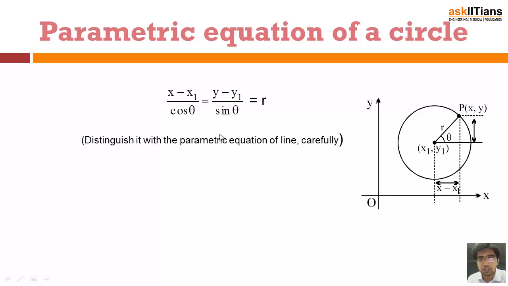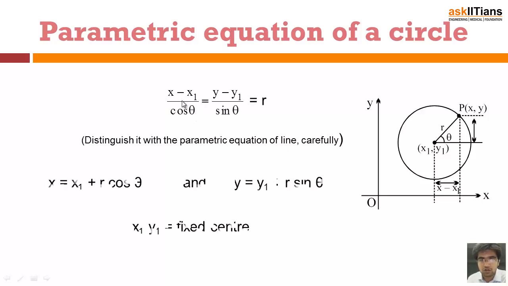You have to distinguish it carefully from the equation of a line. Now when you try to find the values of x and y, you will get x is equal to x1 plus r cos theta and y is equal to y1 plus r sin theta, where x1, y1 is the center. That means I can put any value of theta and I will get the coordinates. Now what are the values of theta that I can put?